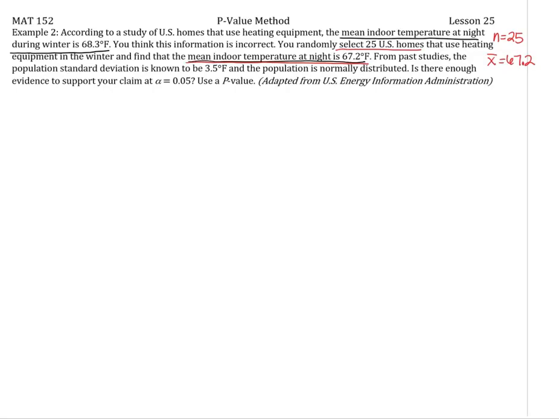From past studies, we do know the population standard deviation of 3.5, so I will go ahead and drop that down here. I'll also write down here that X bar is 67.2 and that n, our sample size, is 25. They do tell us that the population is normally distributed, so that's good because 25 is not bigger than 30, but we can still go ahead and use z-scores. Think about what the central limit theorem taught us because this population is normally distributed.